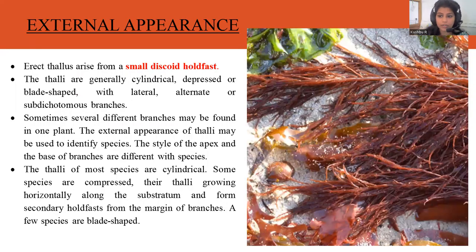To see the external appearance of Gracilaria, it is long, erect, with a prominent middle axis and prominent branching, which shows secondary and tertiary generation branching, cylindrical. It is depressed or blade shaped, with alternate or lateral branching. They are the ones which are called seaweed.